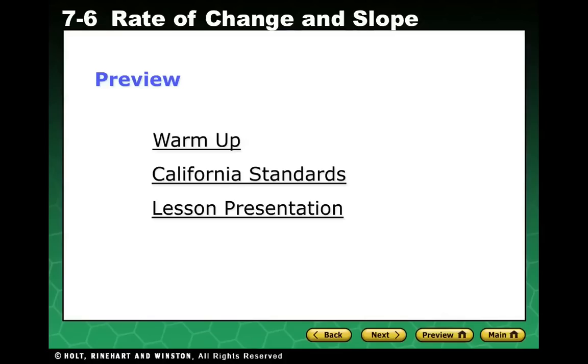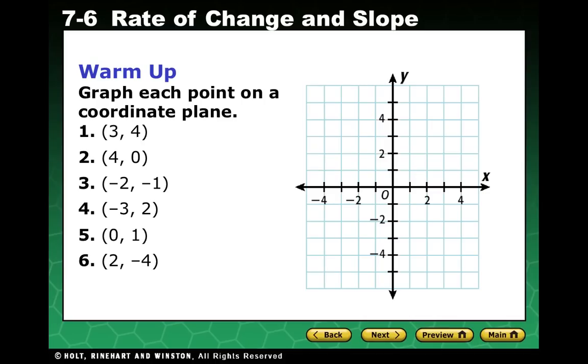Chapter 7, Lesson 6. Today we're going to be talking about rate of change and slope. We are going to skip this warm-up because I think you guys have had plenty of practice with graphing on a coordinate plane.